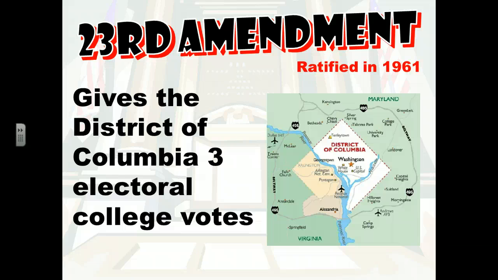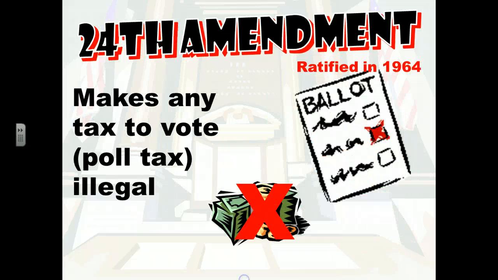They just basically said, we're going to give you 3 electoral college votes, just like we give Montana or North Dakota or any other state that has 3 electoral college votes.